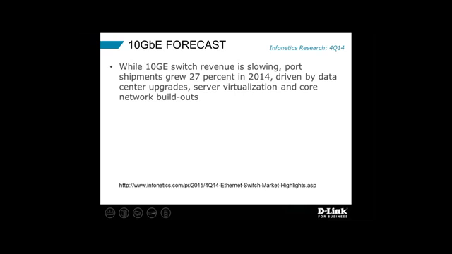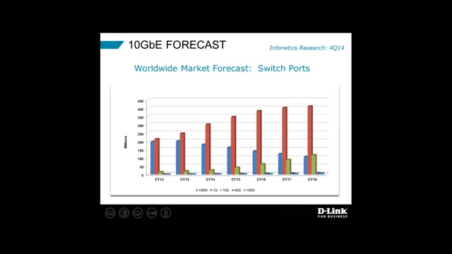Look at some Infonetics data that we had. The particular quarter that they were looking at, they said revenue on 10 gig Ethernet was slowing, but port shipments had grown 27%, driven by the things we talked about: data center upgrades, server virtualization, core network build-outs. Maybe better to look at the hard numbers here. Let's look at some pictures.